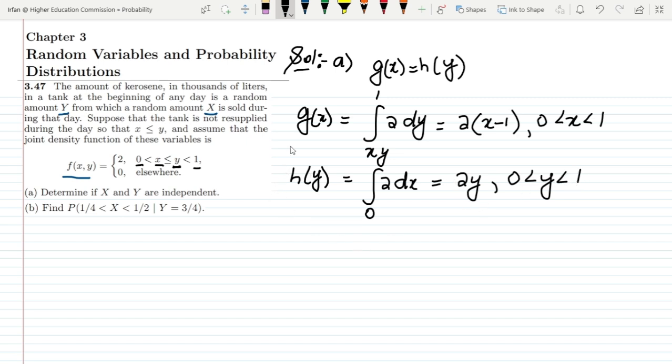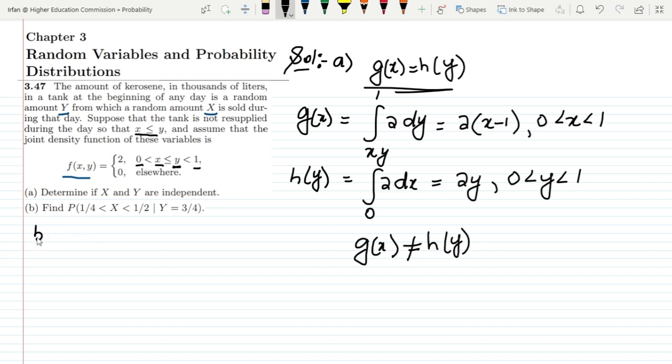Okay, so these are the two required quantities I have found, and putting them here I see that g of x is not equal to h of y. What it says is that the two variables x and y are dependent upon each other and are not independent, which is also evident from the statement of this question as well. Okay, so that is for part A.